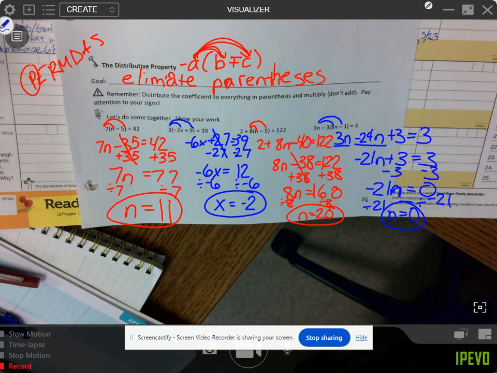If I put 0 back in the original, 8 times n is 0. 0 minus 1 is -1. -1 times -3 is 3. 3 times 0 is 0. 3 equals 3. So you can get a variable that equals 0. So you would plug in 0 for your n's. -3 times -1 is a positive 3, which equals a positive 3.